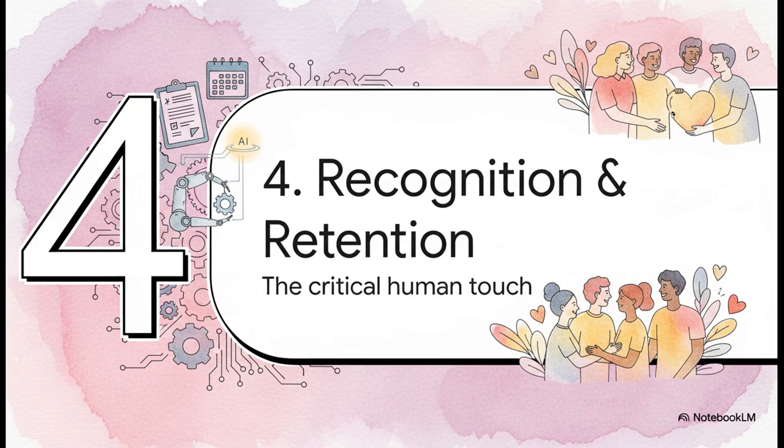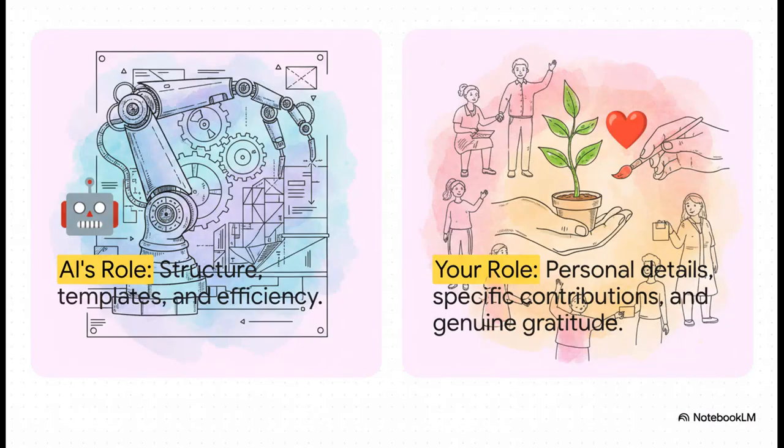And that brings us to the final, and maybe the most critical stage of all for keeping people around, recognition. This is the part that makes your volunteers feel seen and valued and really like they're part of something important. I think this slide just lays it out so perfectly. Look, AI is brilliant at giving you the structure. It gives you the ideas, the templates, the efficiency. But your role, that's irreplaceable. You're the one who brings the personal details, who remembers what that person did last week, and you're the one who delivers genuine, heartfelt gratitude. Technology can't fake that.